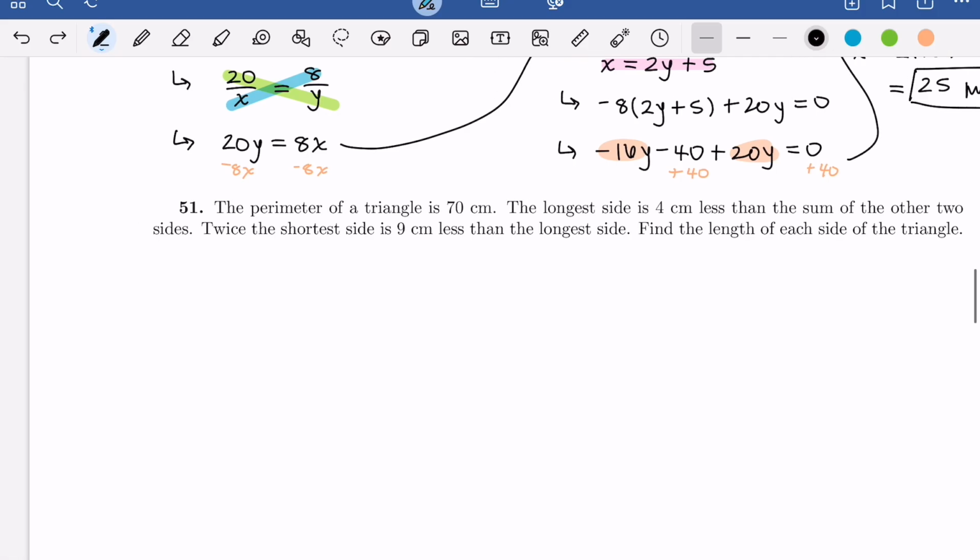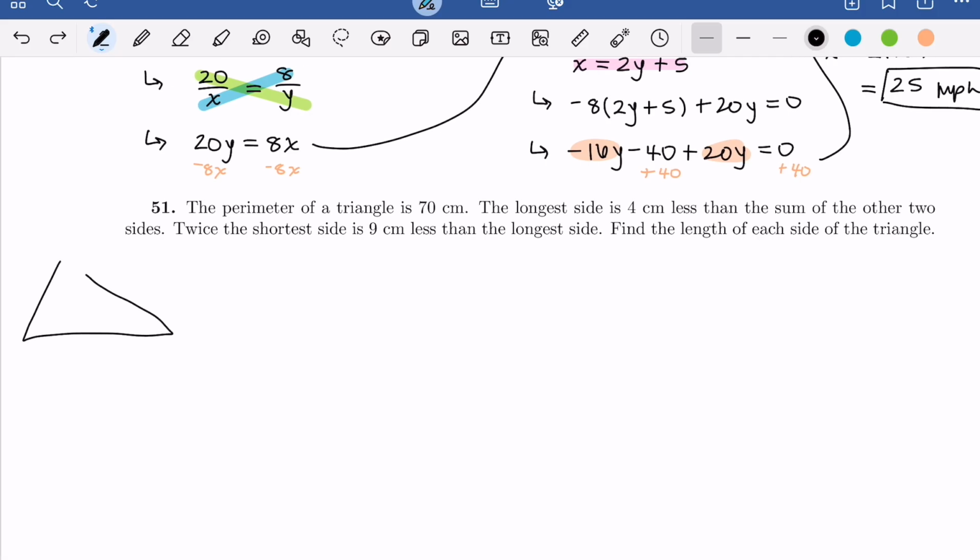So the first thing that we're going to do is draw a diagram here to visualize what's happening. Let's let x be equal to our shortest side, y be equal to the middle, and z be equal to our longest side. So these are all of our unknown values that we're trying to find.